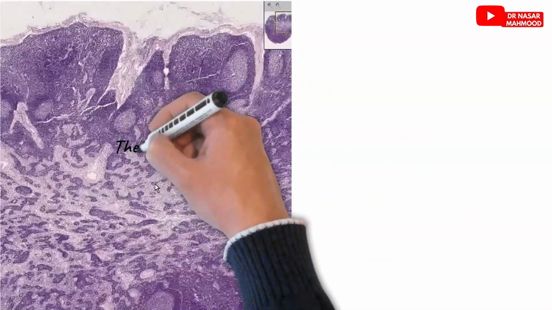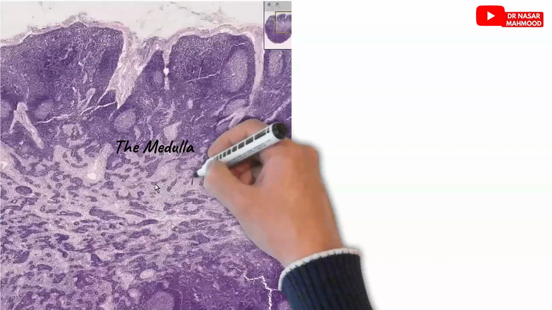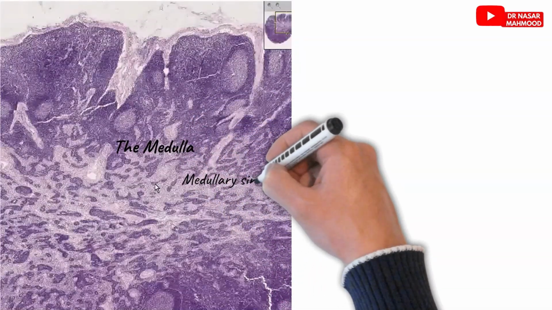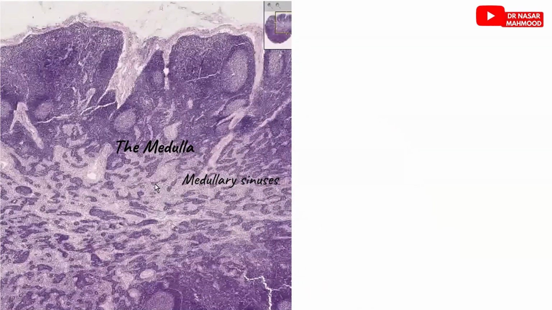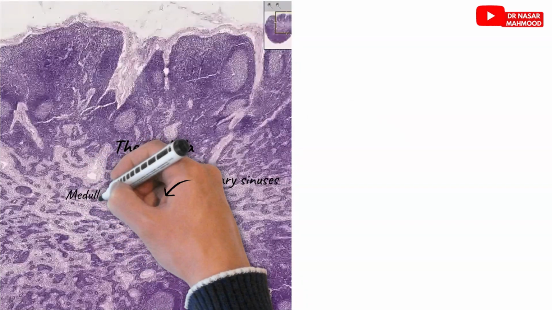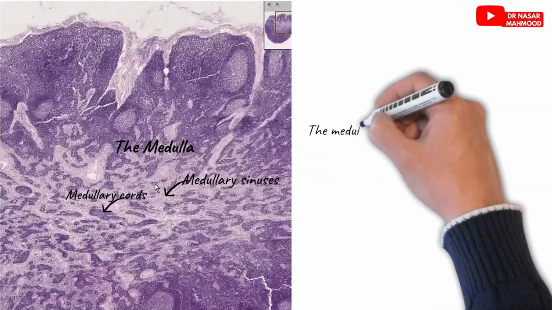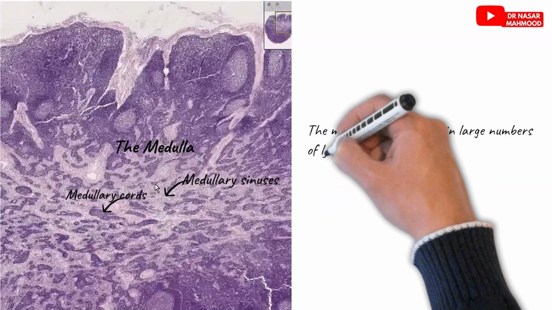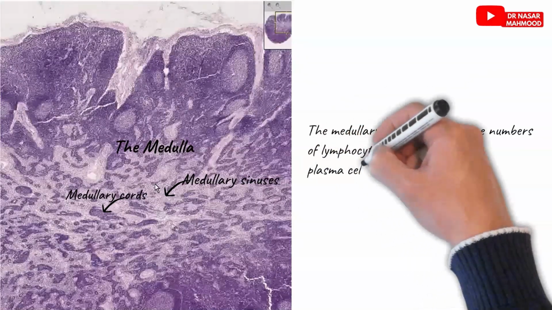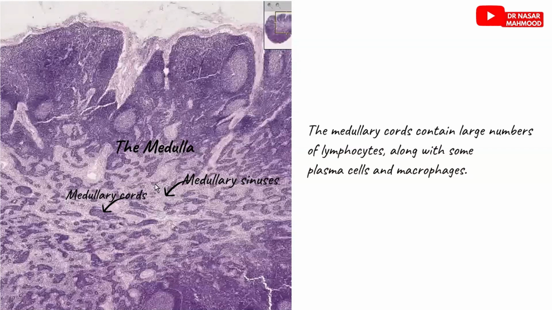Deeper in the lymph node is the medulla. This region looks different from the cortex because it contains medullary sinuses, which are lighter spaces where lymph flows, and medullary cords, which are darker strands of lymphoid tissue. The medullary cords contain a large number of lymphocytes, along with some plasma cells and macrophages.